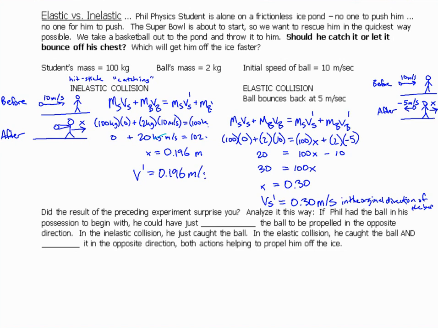So let's compare these two. In the inelastic collision, the student moves off at 0.196 meters per second. And in the second one, where he lets the ball hit him and bounce, he moves off at 0.3 meters per second. Is this surprising? What happened?